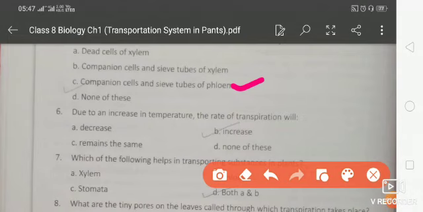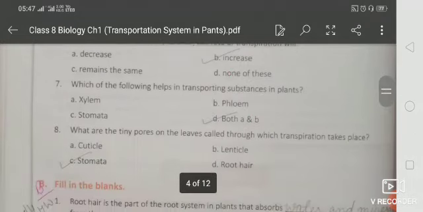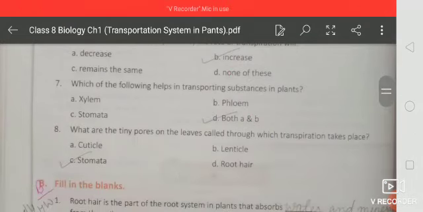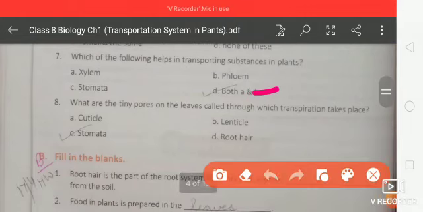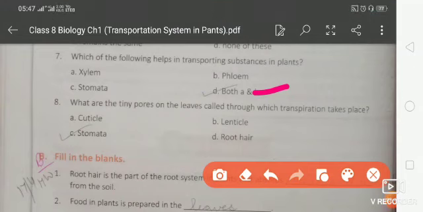Due to an increase in temperature, the rate of transpiration increases. Which of the following helps in transport of substances in plants? So that is xylem and phloem both. So A and B both. What are the tiny pores on leaves called through which transpiration takes place? That is called the stomata.